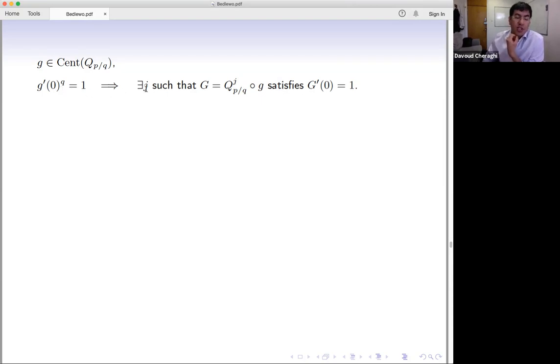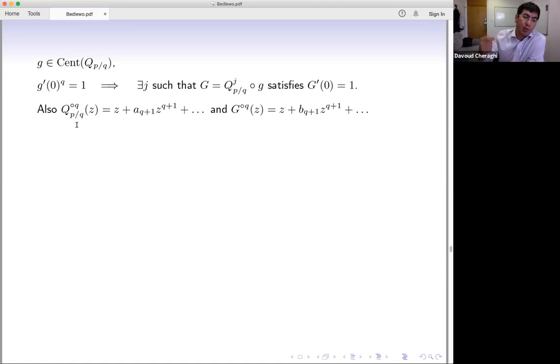And then you can choose a suitable iterate of the quadratic map composed with g that will have derivative 1 at 0, which is a rather simple thing to do. A bit less trivial is that if we take the q-th iterate of the quadratic map, because we know the global dynamics, it will have q basins of attraction, and the multiplicity at 0 is q plus 1.